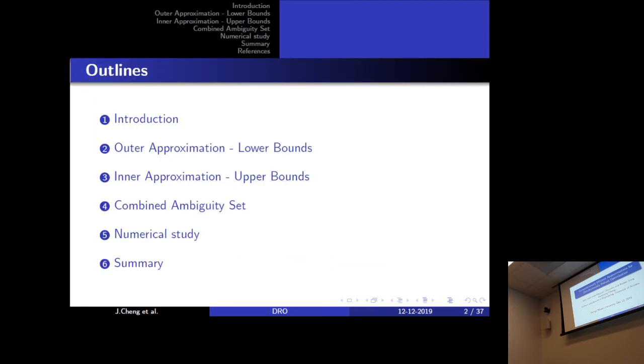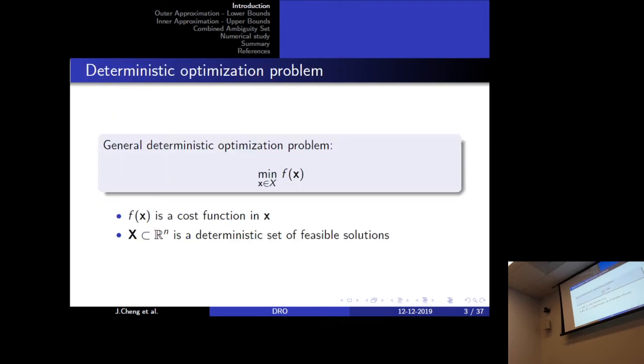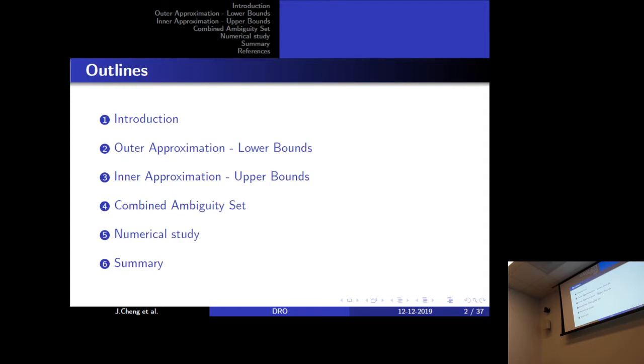So, first of all, I would like to outline my talk today. At the beginning, we'll give a brief introduction about distributionally robust optimization. Then we will present two approximations. One is outer, the other is inner. That means each of them gives a lower bound and upper bound respectively. Then we consider a more general ambiguity set for DRO. After that, we numerically show the performance of our proposed approach. And at the end, I summarize our talk.